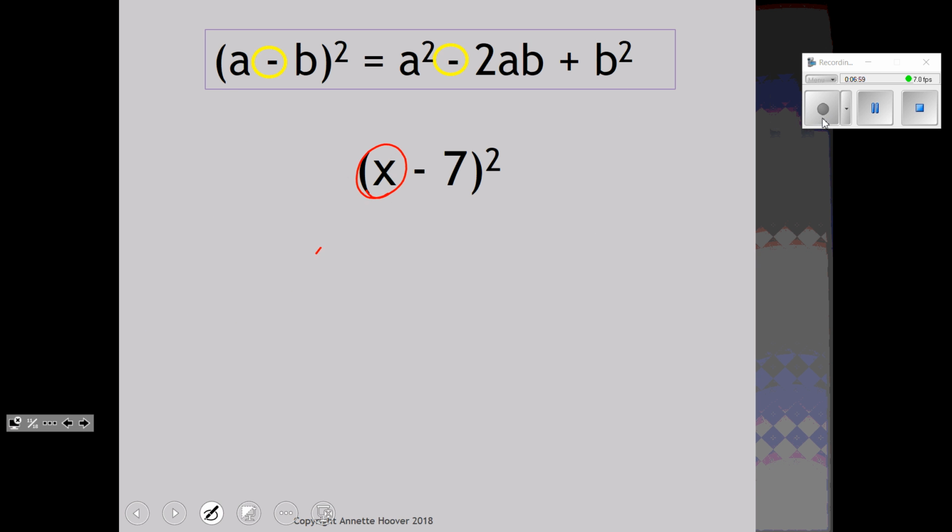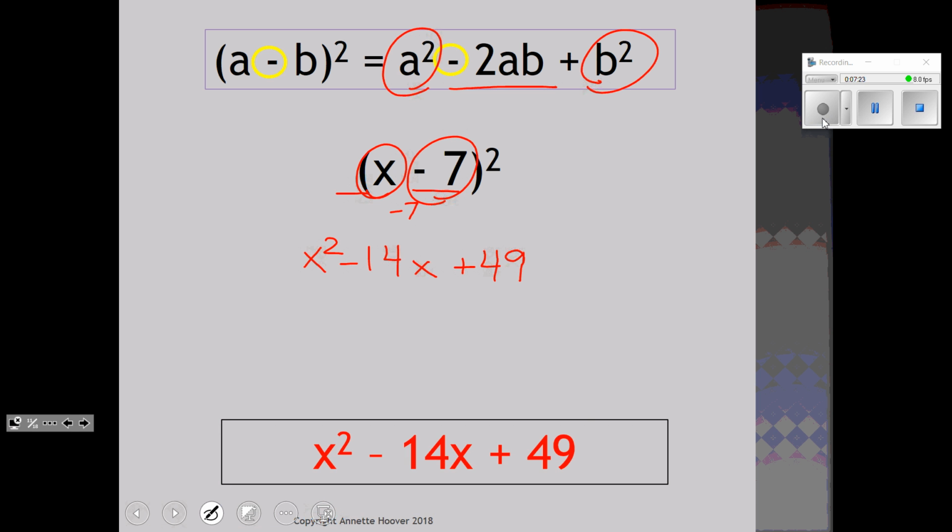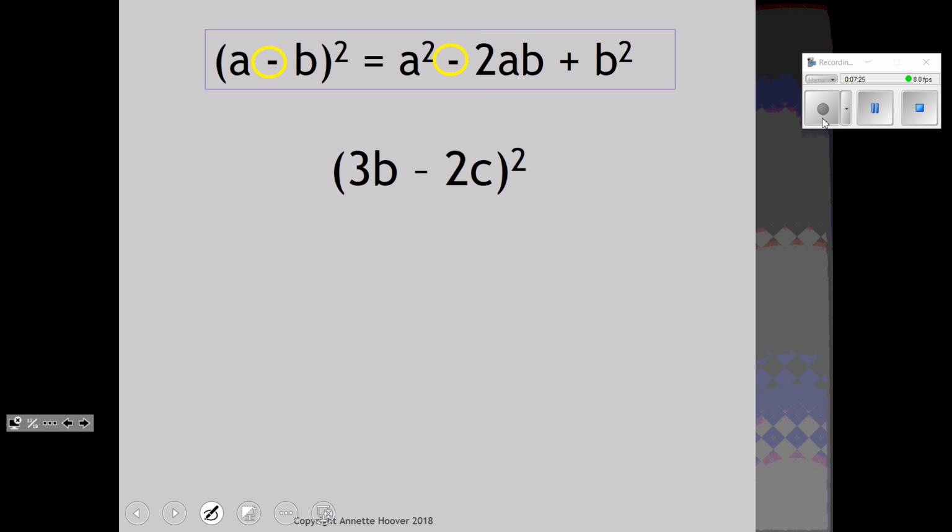First term, square it, would be x squared. Negative 7 times negative 7 is a positive 49. We have a 1 times a negative 7, which is negative 7. When doubled, is a negative 14x. So we're squaring the first term, squaring the last term, doubling the product of the numbers, and there's going to be a subtraction sign right there. Practicing again, 3b squared is 9b squared.